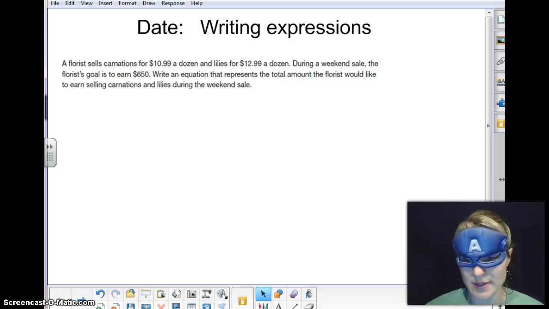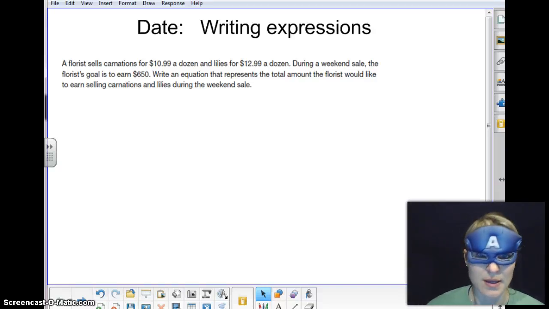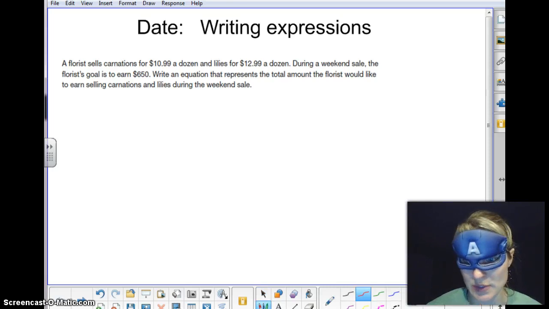Okay, so we're going to work on how to write linear equations from word problems. So make sure you put your date at the top, writing expressions. An equation is an expression. There's several things that we have to do when writing an expression. First is read it, and then we should read again.